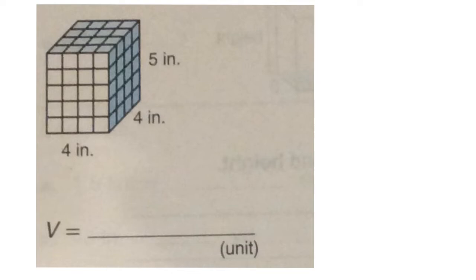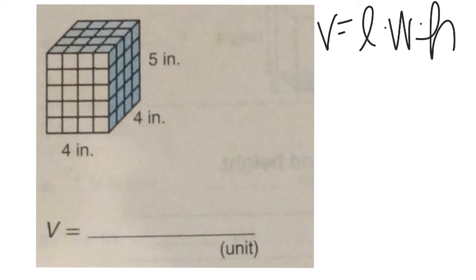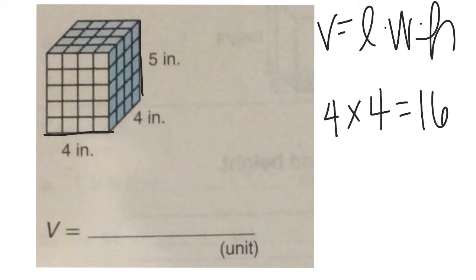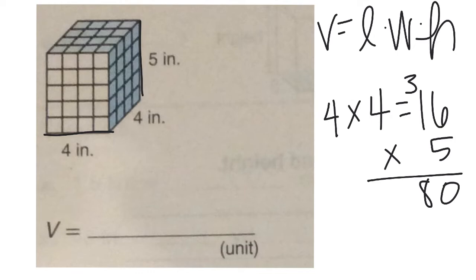Let's dive right in. If volume equals length times width times height, and I have a length of 4 and a width of 4, I'm going to do 4 times 4 and get 16. And then I have a height of 5, so I would take 16 times 5. 6 and 5 is 30. 5 and 1 is 5, plus 3 is 8. So my volume is 80. It's labeled inches, and because I'm multiplying three numbers together, can you guess it? Yes, it is cubed or to the third power.